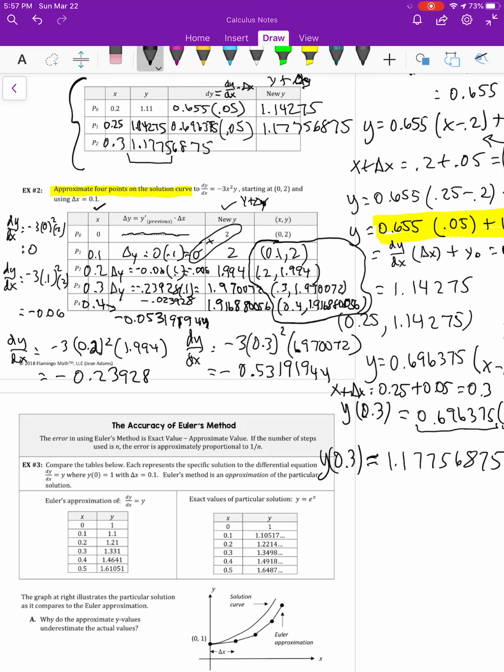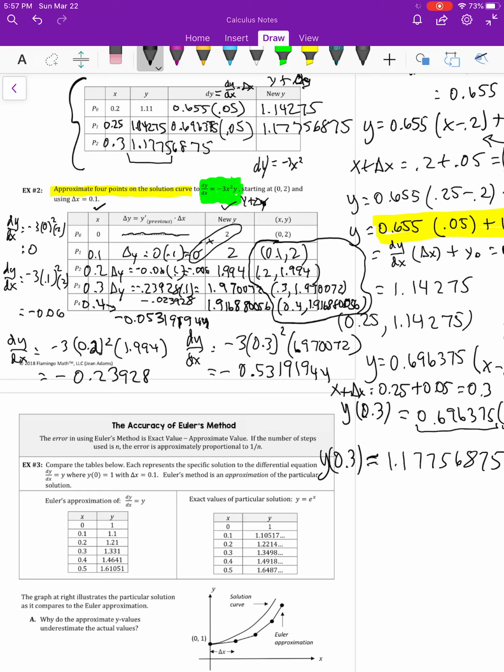So these are the approximate 4 points. If we graphed those 4 points, we would see the estimated shape of our function that is the solution to this differential equation.